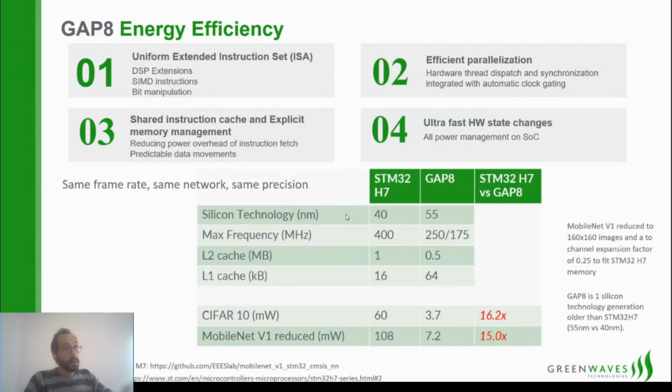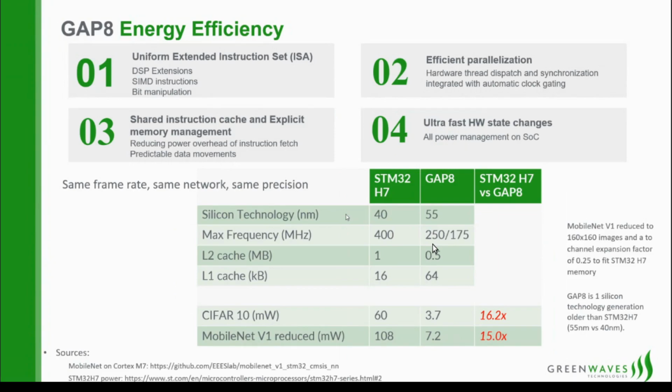So to give you an idea of how we compare with an STM32H7, here we took CIFAR10 and MobileNet V1 reduced that are running at the same frame rate on GAP8 and on the STM32. And so we implement the same network with the same accuracy.